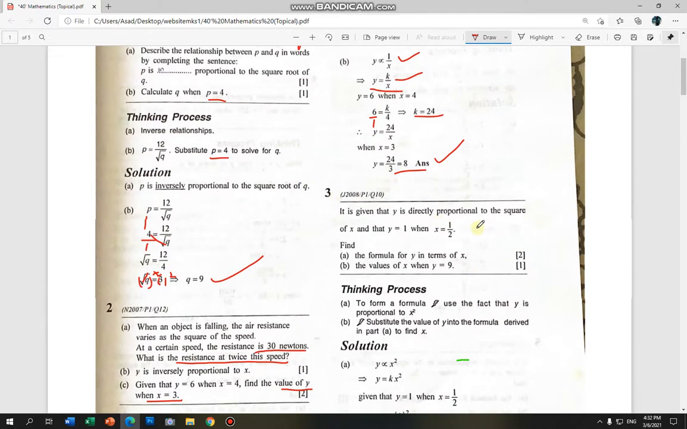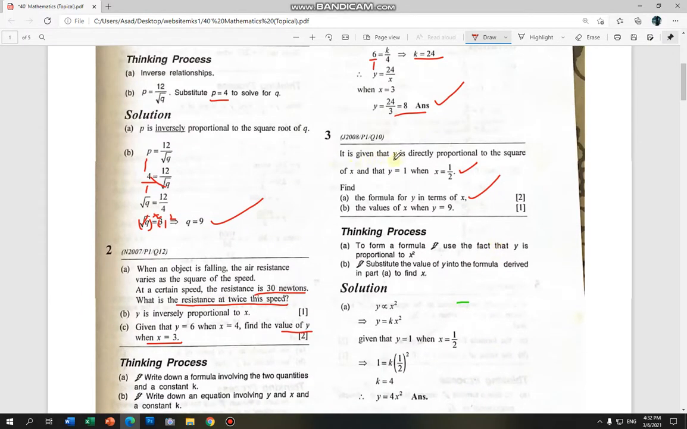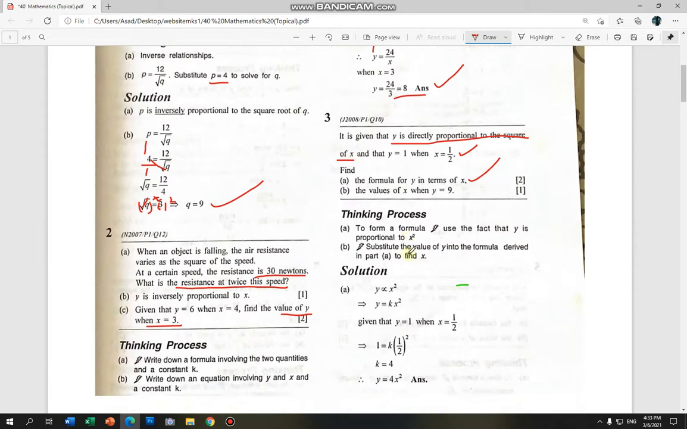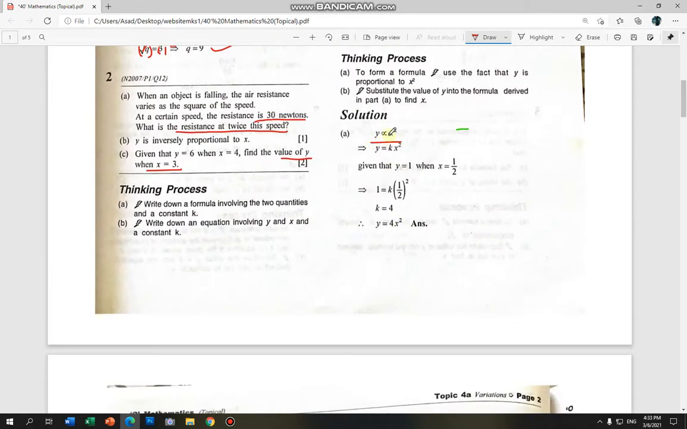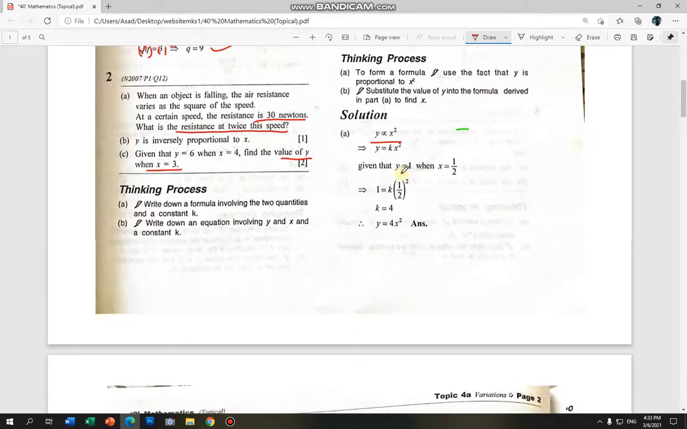Again in question number 3, it is given that Y is directly proportional to the square of X and Y is equal to 1 when X is equal to 1 by 2. Find the formula for Y in terms of X. It carries 2 marks. The value of X when Y is equal to 9. You have to form a formula using the fact that Y is directly proportional to the square of X. We remove the proportionality sign, it is equal to K X square. Now here it is given that y is equal to 1 when x is equal to 1 by 2. So putting these values y is equal to 1 and x is equal to 1 by 2 in this equation, we will get y is equal to 4x square.